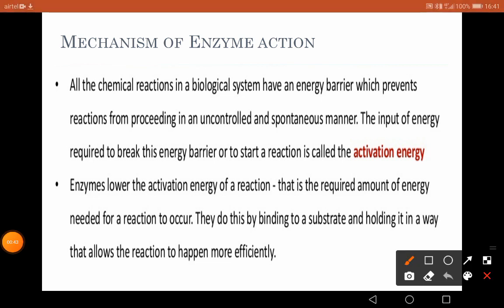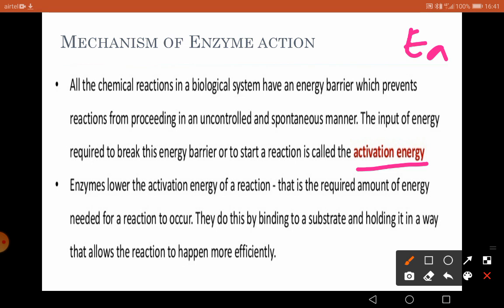All chemical reactions in a biological system have an energy barrier which prevents reaction from proceeding in an uncontrolled and spontaneous manner. The input of energy required to break this energy barrier or to start a reaction is called the energy of activation. So it is designated as EA.